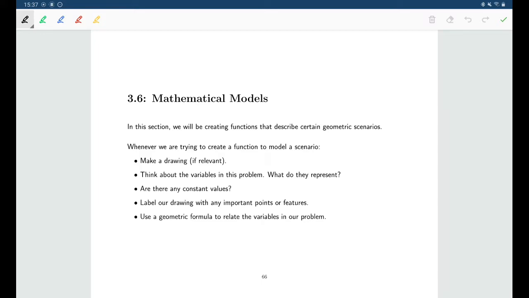Think about whether you have variables that need to be defined. What do they represent? In cases where X and Y are representing X coordinates and Y coordinates, that's pretty obvious. But maybe you're thinking about things where it's not on the X and Y plane and your variable might represent something else. So, what do they represent? Do you have any constants inside of this? Are there any constant values? Labeling your diagram might help you to put things together. Think about relationships between your variables, and about any important geometrical formulas that might come up. These are all things that we'll want to do when we create these functions.